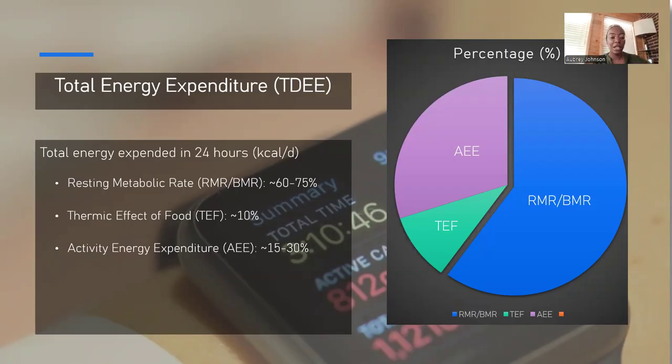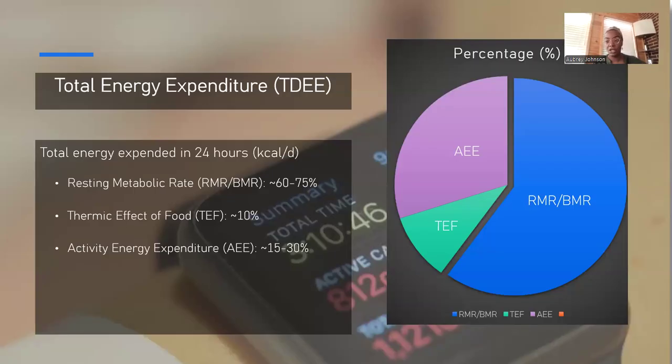Resting metabolic rate makes up about 60 to 75% of what's called total energy expenditure. Backing up, total energy expenditure is defined as the total energy expended in 24 hours, normally expressed in calories per day. Resting metabolic rate makes up so much of it because when you're resting, your body is still functioning. Your heart is still pumping blood to reach all your tissues, your kidneys and liver are still functioning, and your brain still needs fuel to get things done. So again, approximately 60 to 75% of total energy expenditure.